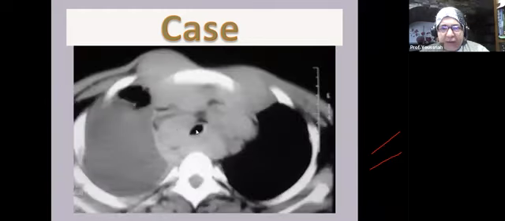In this case, there is a lymphoma of the mediastinum with bilateral extension in the chest wall, as you can see here. So the mass here is extending from inside.